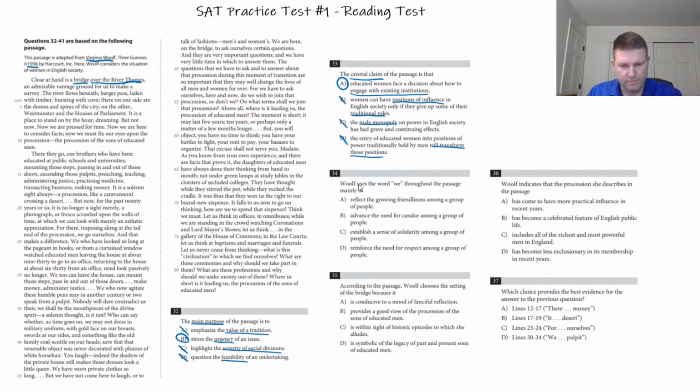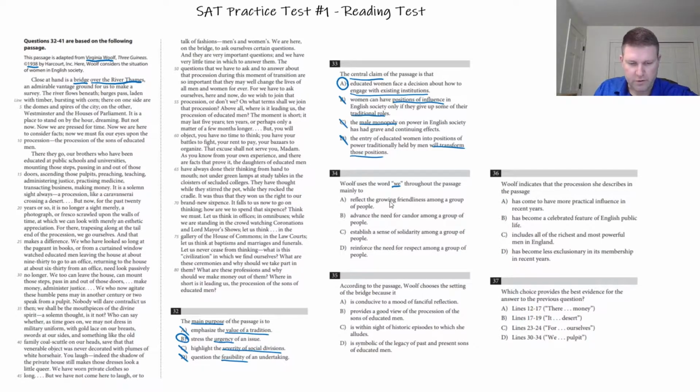And then for 34, Wolf uses the word we throughout the passage mainly to... she keeps saying we because she's sort of like sisters, you know, like the way a team captain would speak to their team, right? Just pumping them up and reinforcing the fact that they are together. So let's go through and eliminate based upon that.